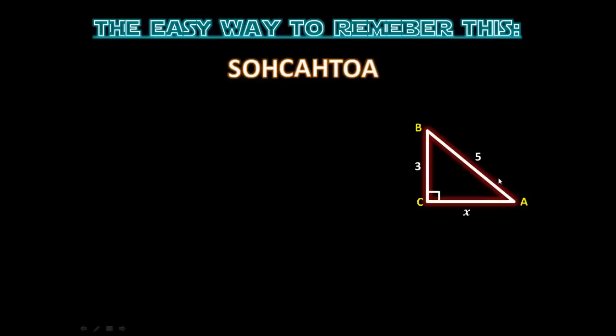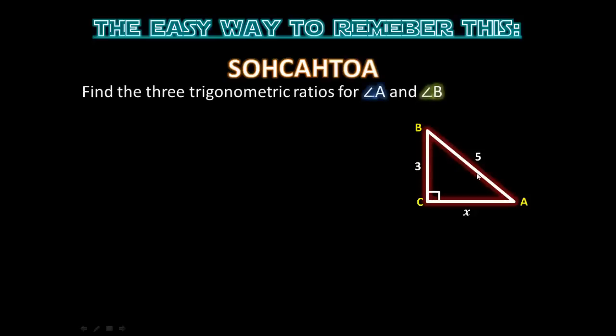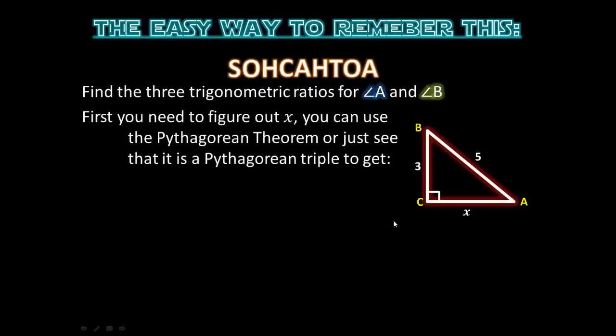Say we have triangle ABC, and we know that leg BC is 3 and hypotenuse BA is 5. And we don't know AC. But we need to find the 3 trigonometric ratios of angle A and angle B. First, we need to figure out what x is. We could use the Pythagorean theorem if we want, or we could just see that this happens to be a Pythagorean triple. And that's going to give us that x equals 4.